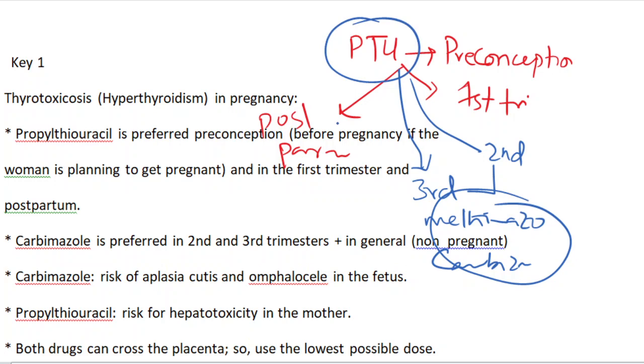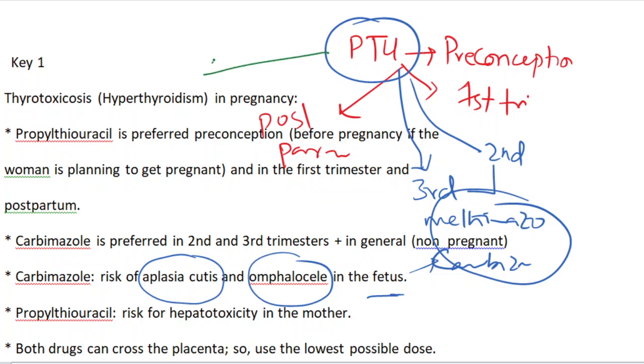So the thing is that methimazole and carbimazole cause aplasia cutis and omphalocele in the fetus. So that's why we cannot risk giving these two drugs in preconception, first trimester, or postpartum. And the propylthiouracil can be given. And so the function of both of them is that PTU inhibits.